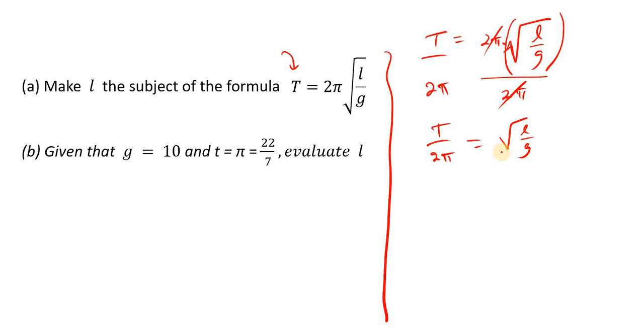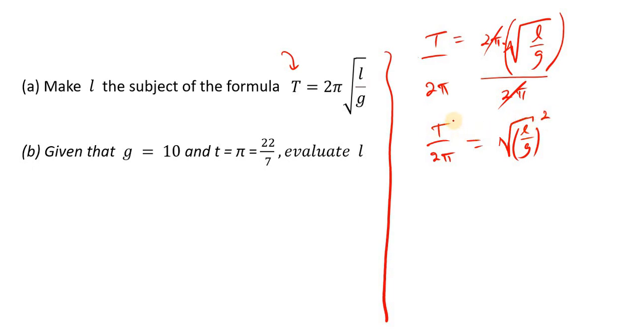Okay, so what do we do next? Can we cross multiply? No. Why is that? Because we have this side being square rooted. So we need to remove the square root, because notice that this quantity, L over G, is being square rooted. So we need to get rid of that square root, because the square root is affecting every other term. So to get rid of the square root, we're going to use square. So we're going to square both sides.